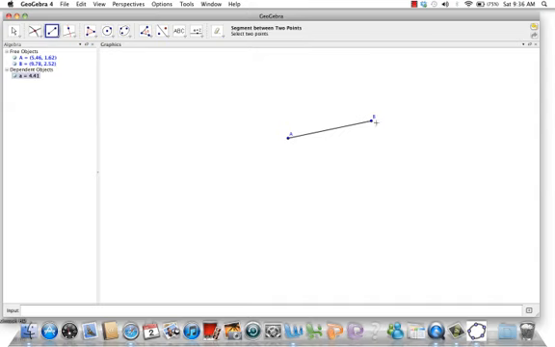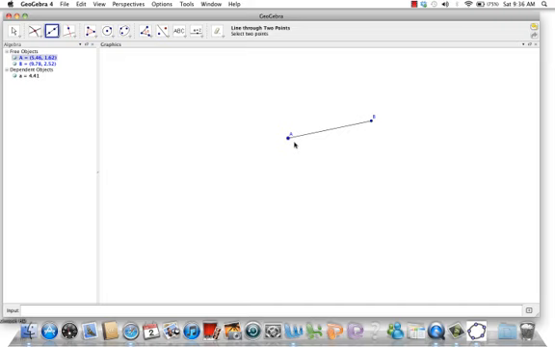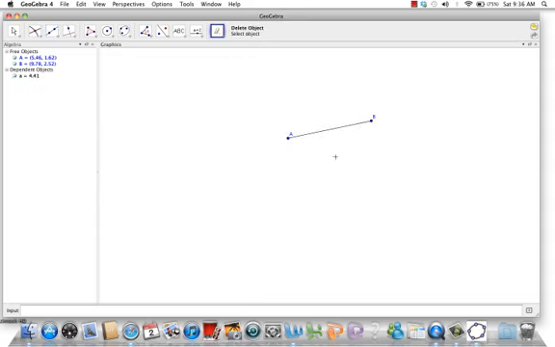Now notice that segment AB is a subset of a line. So if we draw the line through AB, definitely this segment AB is a subset of this line AB. Again, the way we name this segment AB is either we say segment AB or segment BA.